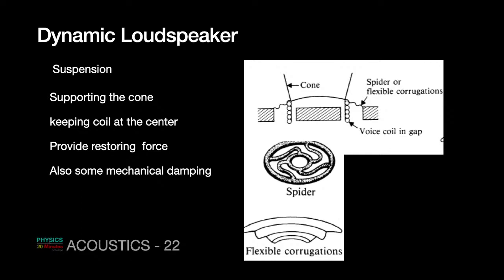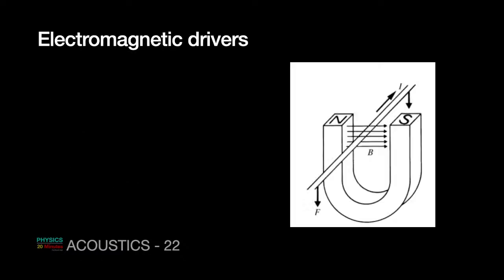Then simply, when the power is switched off or when the source of sound is switched off, a speaker must stop producing sound. That means the vibrations of the cone must die out quickly. That means there has to be some sort of damping. That damping is provided by this spider or suspension or spring-like arrangement, whatever you call it. So that is the mechanical damping.